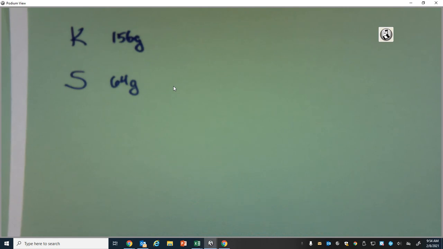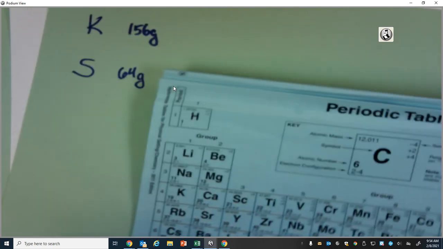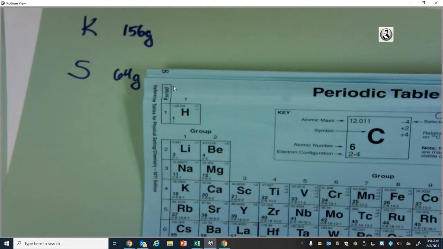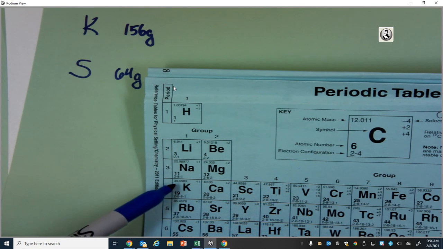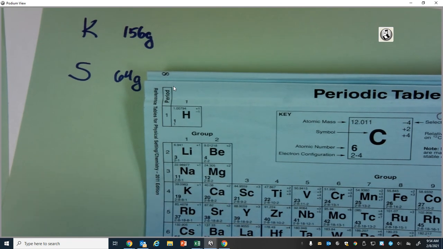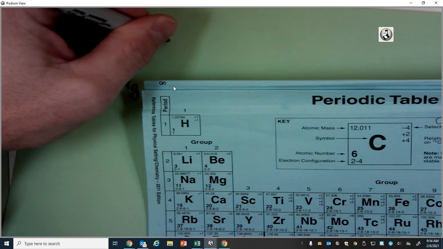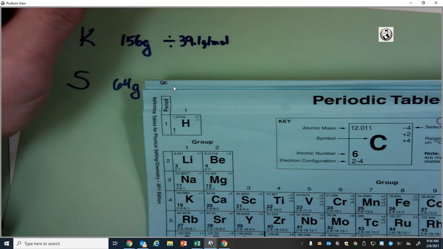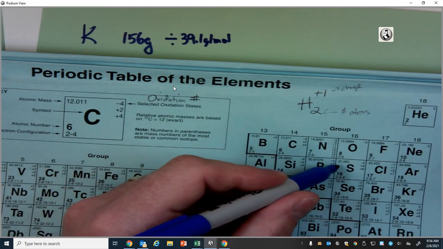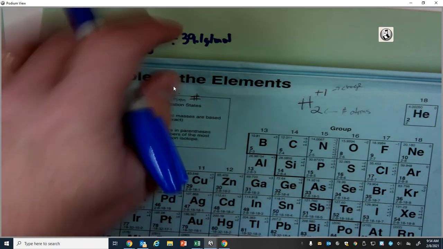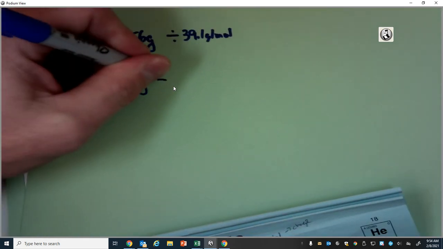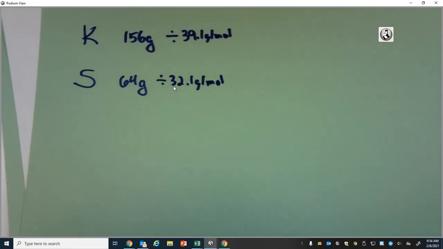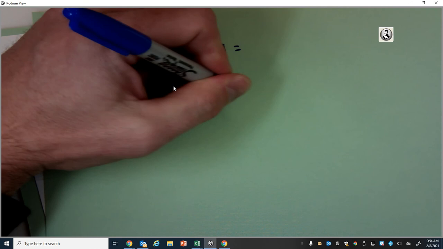For potassium, we have to get the mass off the periodic table. Potassium is 39.0983, which rounded to the tenth is 39.1. So you're going to divide this by 39.1 grams per mole. And then sulfur is 32.065, which rounded to the tenth is 32.1. So percent to mass we didn't have to do. Mass to moles, we're setting up right here. So now we just do the math.